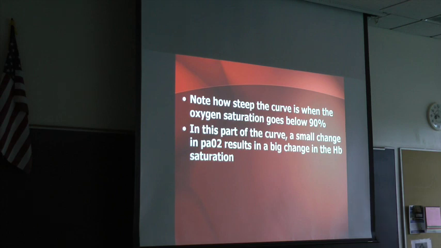So write that down. Keep patients' PaO2 greater than 60 millimeters mercury. I'll repeat it. Keep the patient's PaO2 greater than 60 millimeters mercury. And keep the SaO2, capital S, little a, O2, the saturation of hemoglobin in the arterial blood, greater than 90% to be safe.